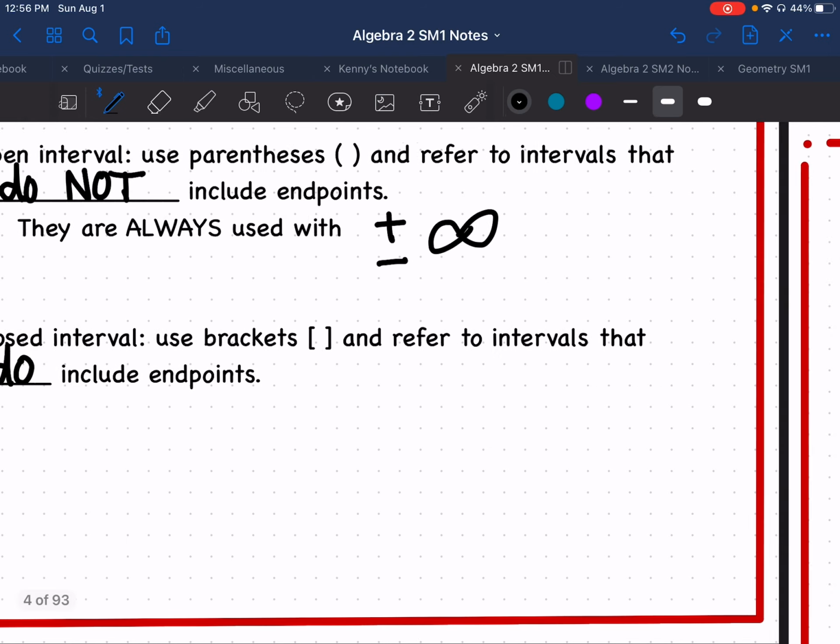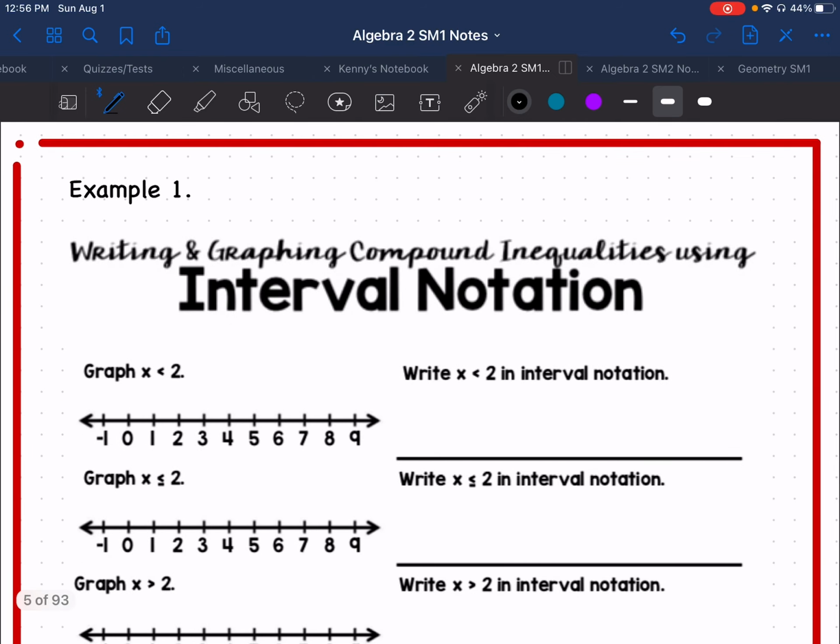Let's go ahead and practice some interval notation with some graphs. So you had a foldable in class, and this is the inside of the foldable. So let's go ahead and start with the graph of x is less than 2. Remember, when you're graphing an inequality, you put a circle at the number. So my circle is going to go at 2, and you have to decide, are you going to leave it open or are you going to close it in?